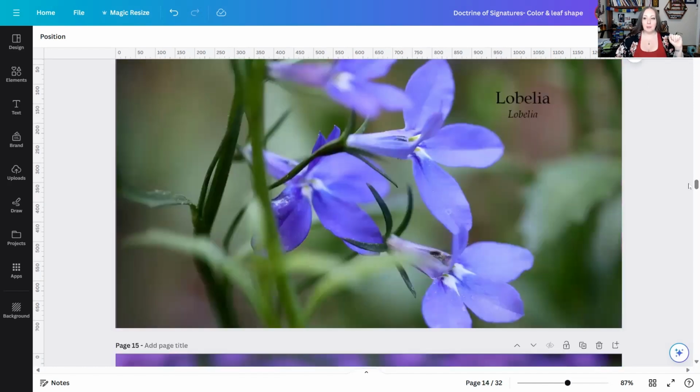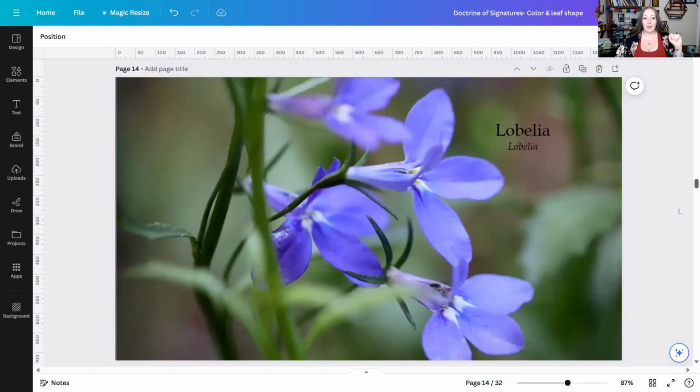Now, in the blue category, we also have bright blue, which is going to be indicating to you that the plant is spasmolytic, or in other words, an antispasmodic, such as lobelia. Remember, I'll be going over what spasmodic means at a different time. So just for now, just know that it means antispasmodic.